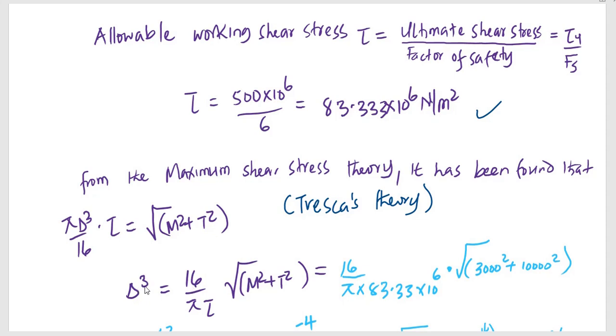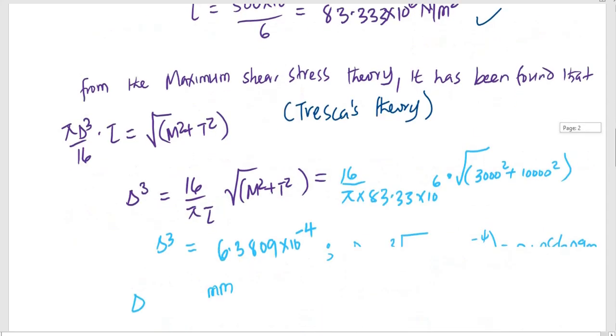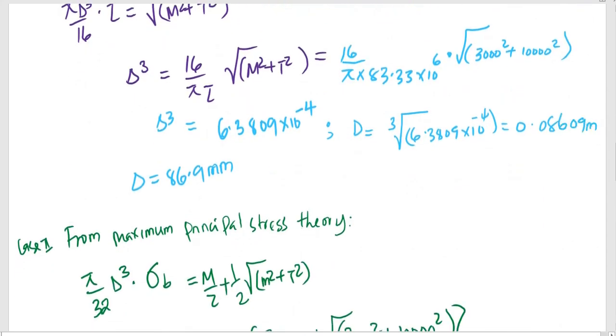So if we make d cubed the subject of the formula and substitute in our values, we get 16 divided by pi times 83.33 times 10 to the power 6 times the square root of 3000 squared plus 10,000 squared. Simplifying that would give us the diameter according to the maximum shear stress theory as 86.9 millimeters.